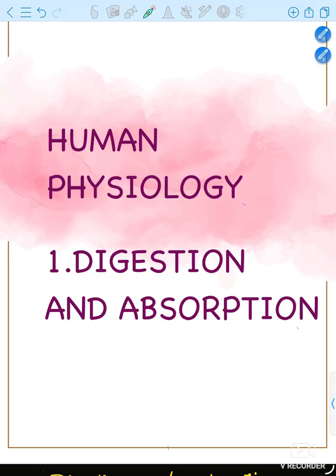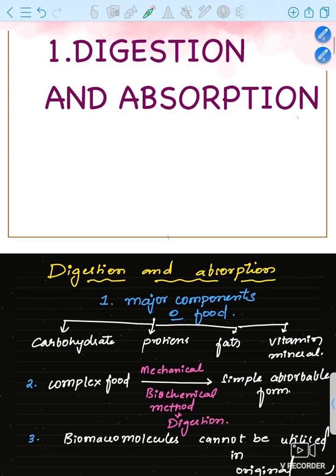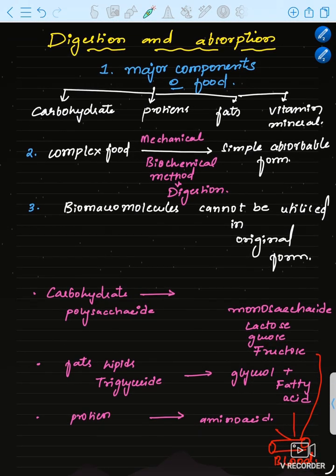Today we are going to discuss digestion and absorption, which is a major and important unit in zoology from human physiology. So first, let us discuss briefly about digestion and absorption. First of all, what are the major components of the food we take in? Those are carbohydrates, from which we get energy; proteins, from which the muscle building process takes place; fats; and vitamins and minerals. So what is digestion?